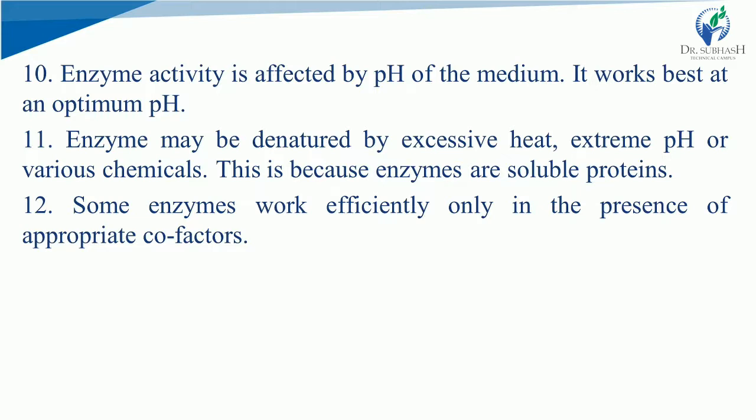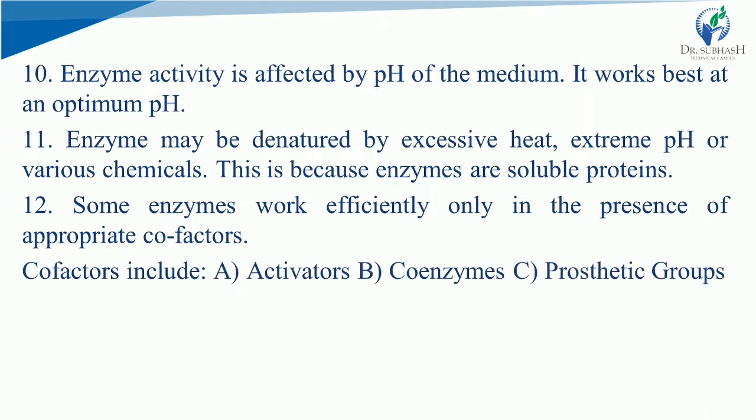Coenzymes are non-protein organic substances which are essential to the efficient functioning of some enzymes but are not themselves bound to enzymes. And prosthetic groups are organic non-protein molecules and they are bound to enzymes. So keep in mind these three: activators, coenzymes and prosthetic groups. These are the three types of cofactors. Cofactors include activators, coenzymes and prosthetic groups.